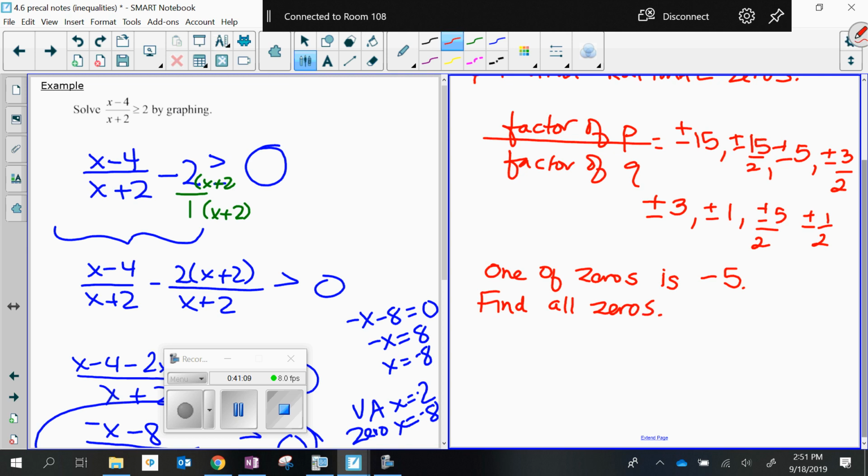-5. Now I'm not telling you they're all real. Could they be imaginary? The other two? Could be. Because it'd be a quadratic, so they could.